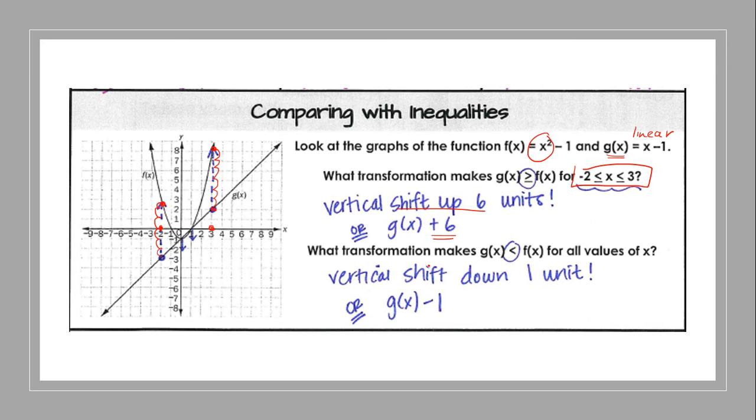And if I want to make the transformation make g of x less than f of x for all values of x, I don't want them to be crossing at all. Okay, so right now they have some point of intersection where they're equal, so I would just need to move it down 1 unit so that they're not touching, and then it's always going to be less than that other function.